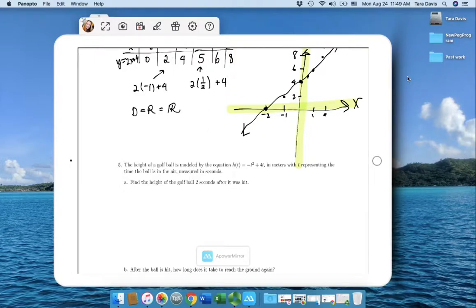Okay, so I'll pause this, and then in the last video, we're just going to see some real-life examples of functions.